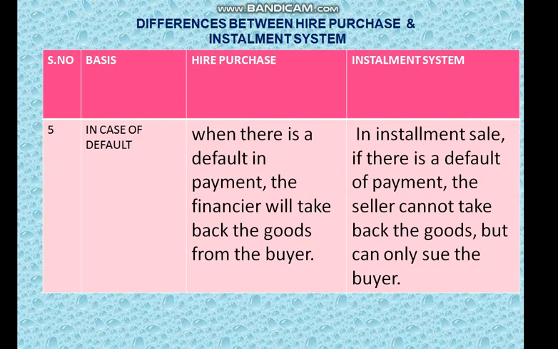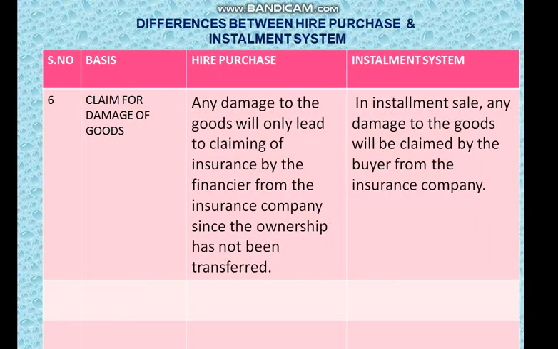of the goods. In case of default by either party, in case of default by the buyer of goods, the seller has the right, that is the financier has the right to take back the goods. Then in case of installment system, the seller cannot take back goods from the buyer, whereas he can go to court, sue him, he can file case against him. Through court only he can do something, but he cannot take away the goods right away.